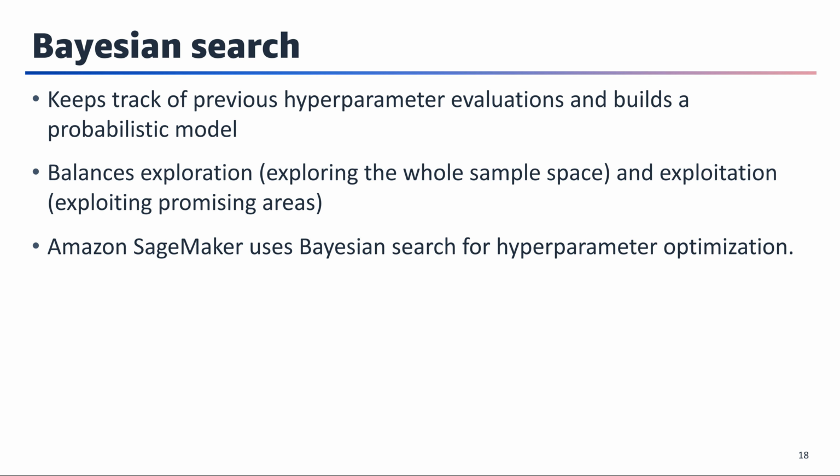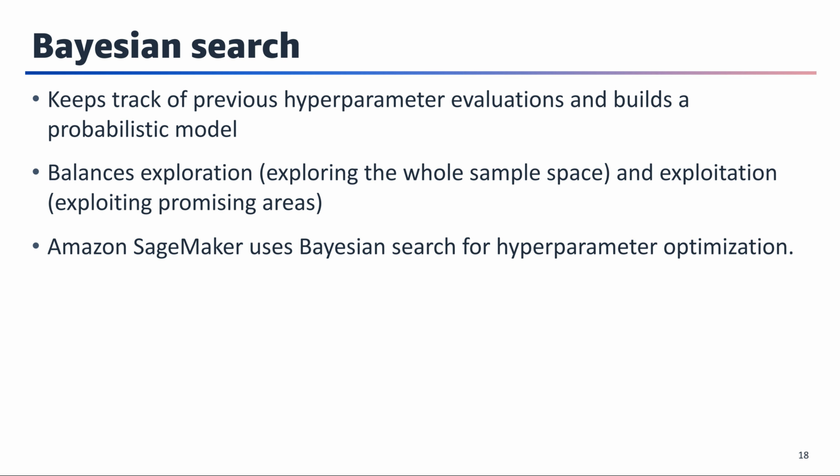Bayesian search is an approach for hyperparameter optimization that keeps track of previous hyperparameter evaluations and builds a probabilistic model. It balances exploration, which involves exploring the whole sample space, and exploitation, which focuses on exploiting promising areas. This technique aims to intelligently navigate the search space by learning from previous evaluations, unlike randomized search which samples blindly.